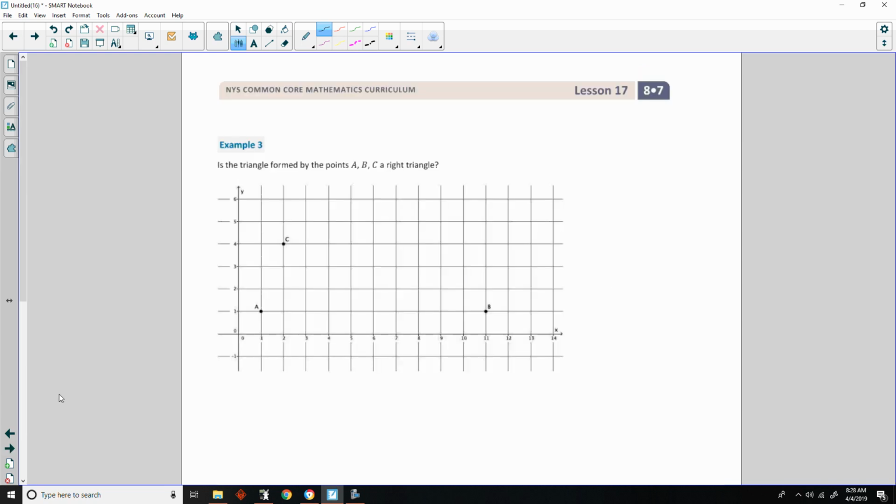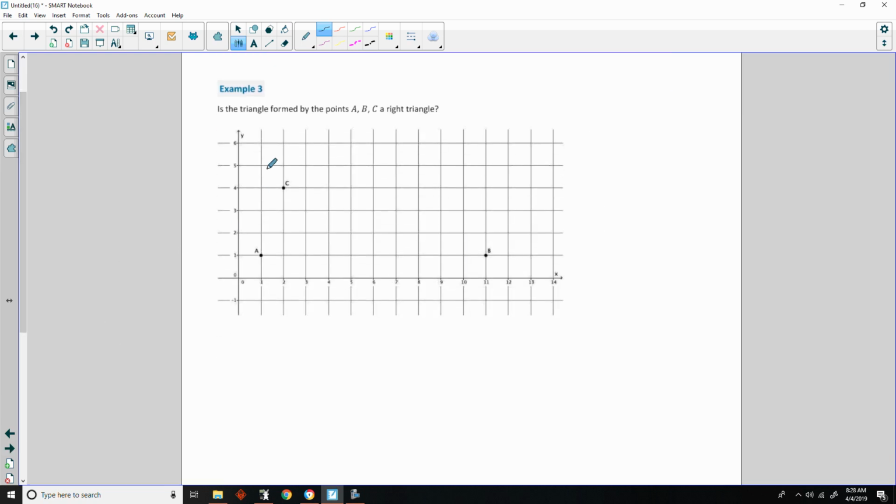Okay, example 3. Is the triangle formed by the points A, B, and C a right triangle? Okay, in this situation, they're giving us 3 points, but now if I draw line segments here, watch what's going to happen. If I connect A and B, yeah, that is red. Everybody sees that, right? That is A and B.